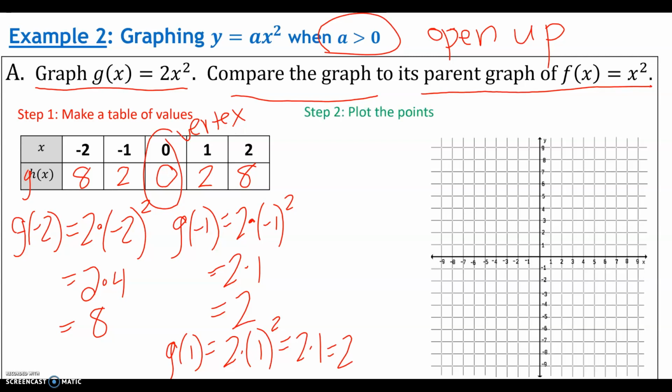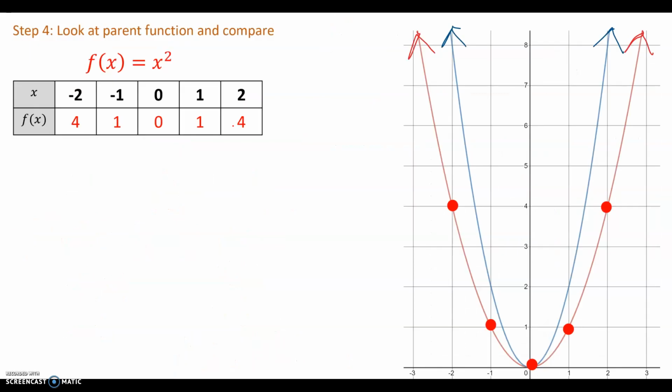We need to plot those points. So there they are. Now, obviously, you should see symmetry. If you do not, then you made a mistake. Draw your curve, and it's not a V, it's a U. Don't forget, parabolas are U-shaped. And then we're going to have to compare the graph to its parent function. So all we did was we did the table of values, we plotted our points, and we drew our parabola. Now, we need to compare them.